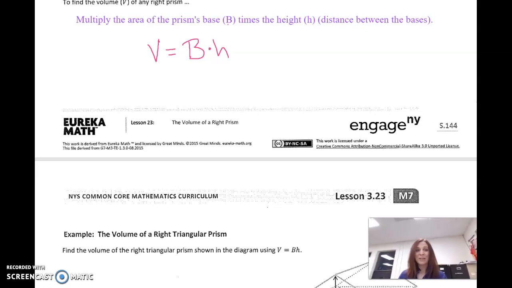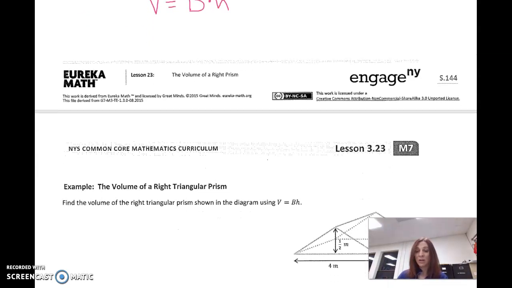All right, so we finished up the last video with the formula for volume. The formula for volume is we're going to take the area of the base, that's our capital B, and multiply it by the height, and the height is the distance between our two bases. That is what we are going to be working on as we look at the next couple of examples.